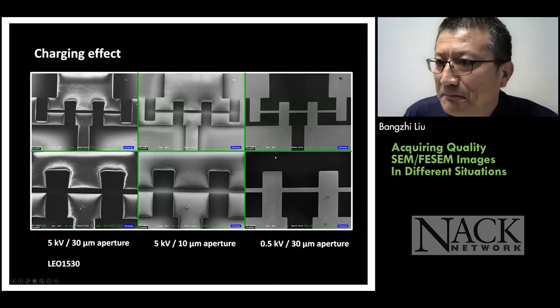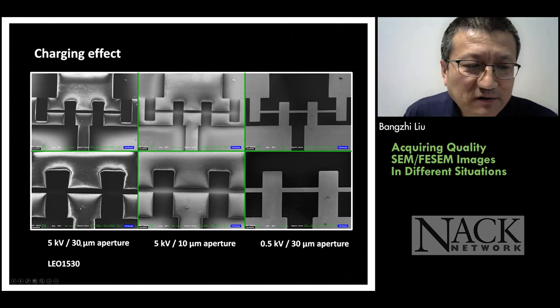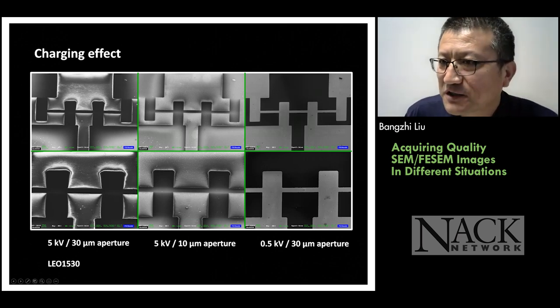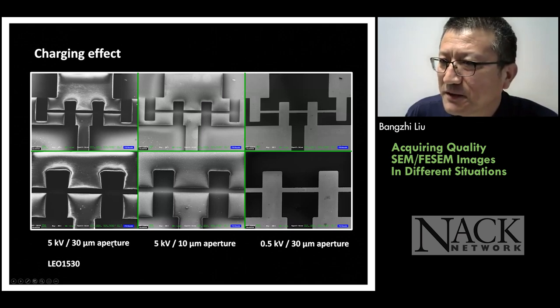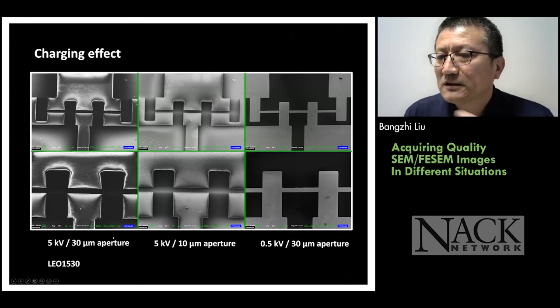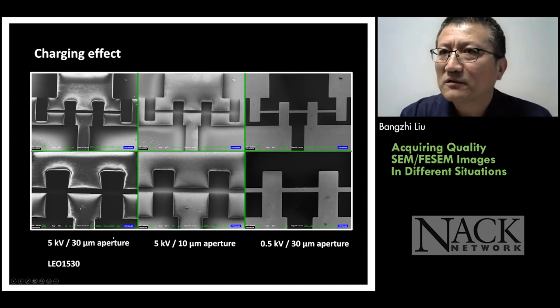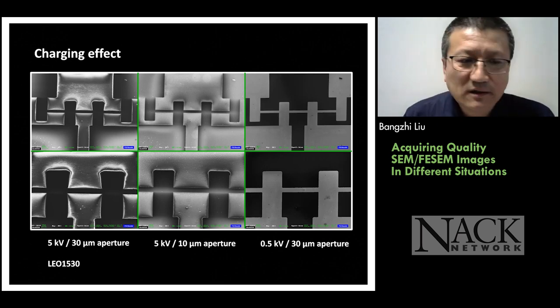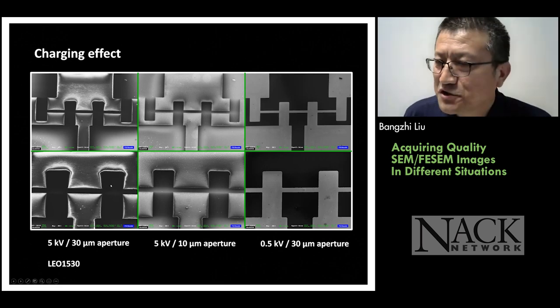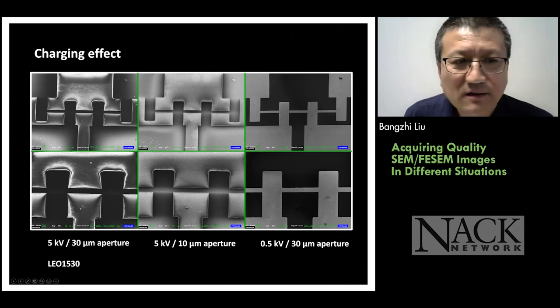This example shows what the charging effect means. This is a metal contact structure on an insulating substrate. I used 5 kV with a 30 micron aperture. What does the aperture do? The aperture is just a small hole, and it allows how many electrons pass through. With 30 microns, a lot of electrons pass through that little hole, so you have a charging artifact, you see that.